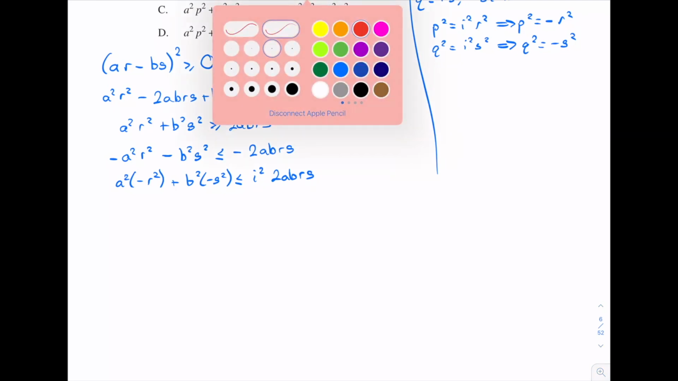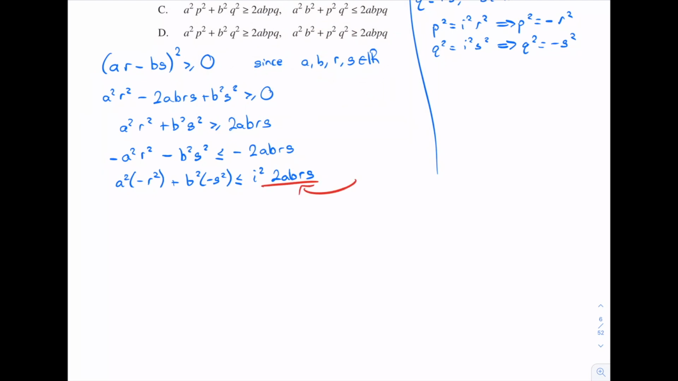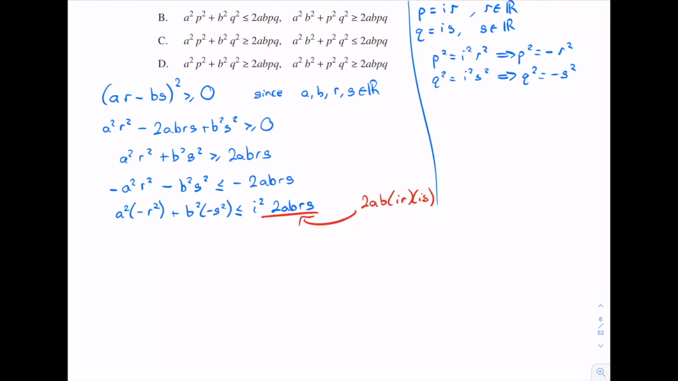But the advantage of this is that I can split this up now if I want to. I'm going to write it on the side here maybe. I can write this as 2AB times IR times IS. And then IR is the same as P, that's from up here, and IS is the same as Q. And actually it looks like we've got our answer, because we know what negative R squared and negative S squared is. That comes from over here. So what have we got? We've got A squared times minus R squared, which is P squared, plus B squared times minus S squared, which is Q squared.